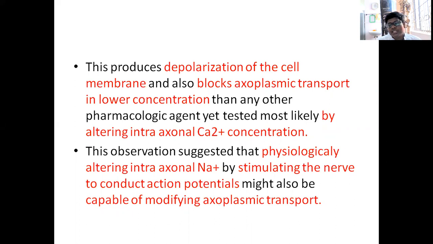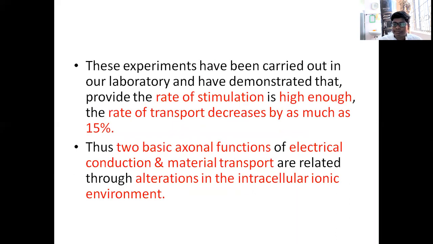The observation suggested that physiologically altering intra-axonal sodium by stimulating the nerve to conduct action potentials might also be capable of modifying axoplasmic transport. These experiments have been carried out in our laboratory and have demonstrated that, provided the rate of stimulation is high enough, the rate of transport decreases by as much as 15%. Thus, two basic axonal functions, electrical conduction and material transport, are related through alterations in the intracellular ionic environment.